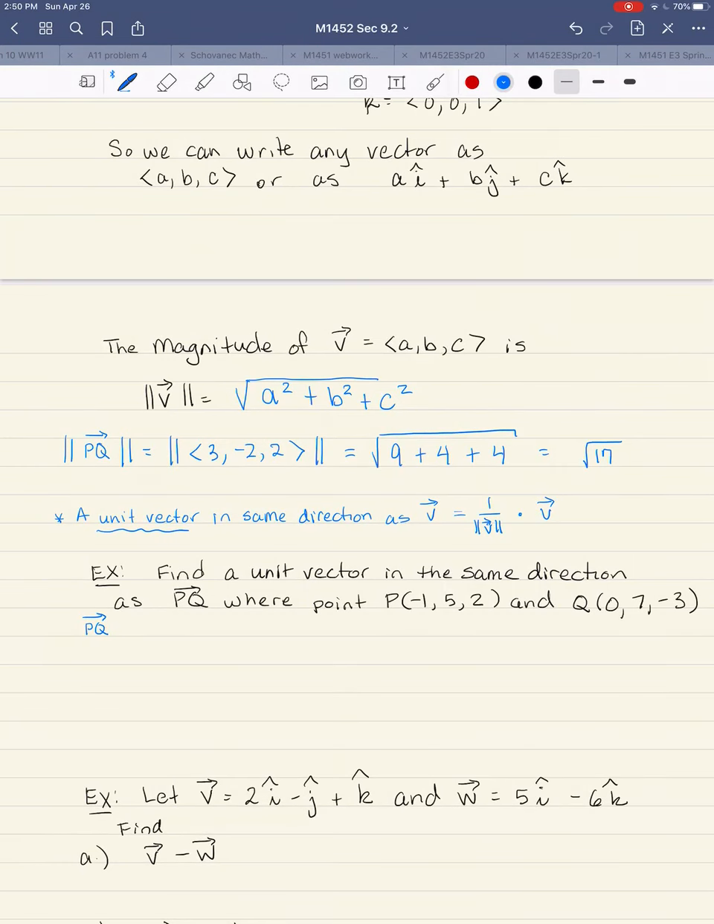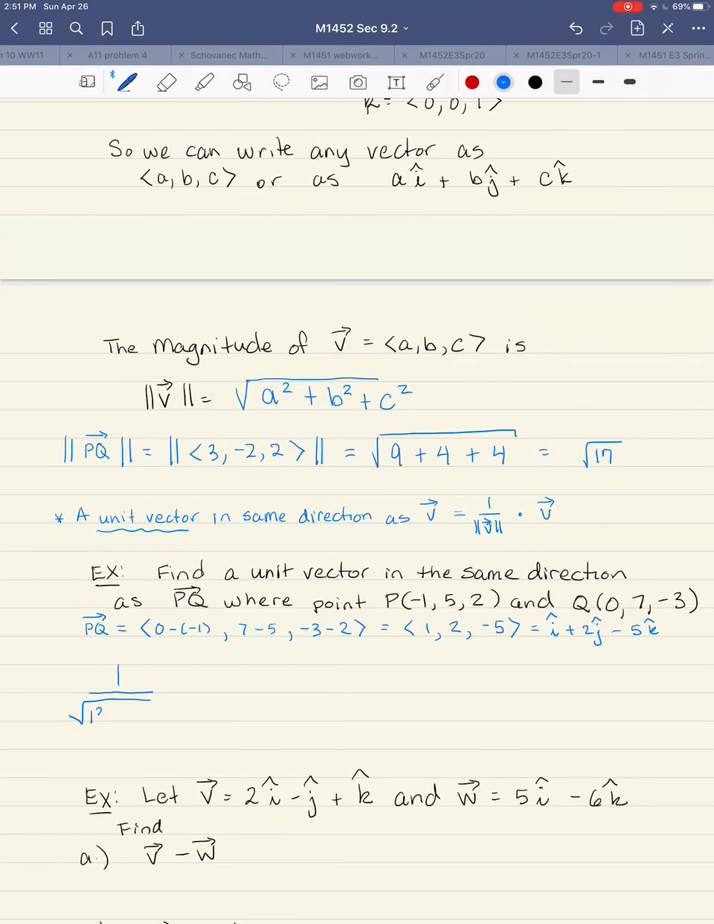We've got a couple of steps first. We've got to find our vector PQ. So we subtract components. I'll use this notation here. 0 minus a negative 1. The order is important. 7 minus 5. We always do terminal point minus initial point. So negative 3 minus 2. And we get the vector 1, 2, negative 5. Or if you like the ijk notation, it's 1i plus 2j minus 5k. And we wouldn't write the 1. That would be redundant.